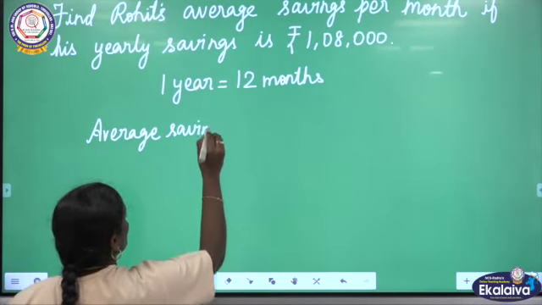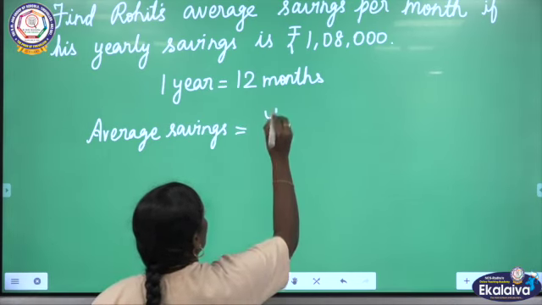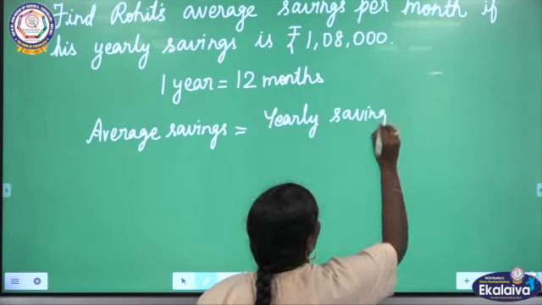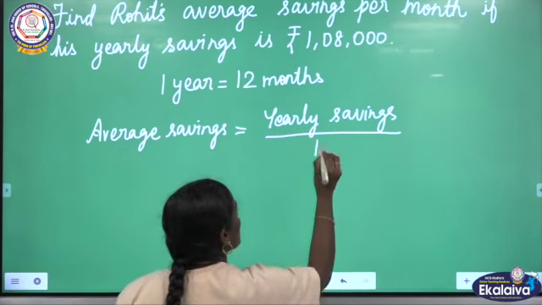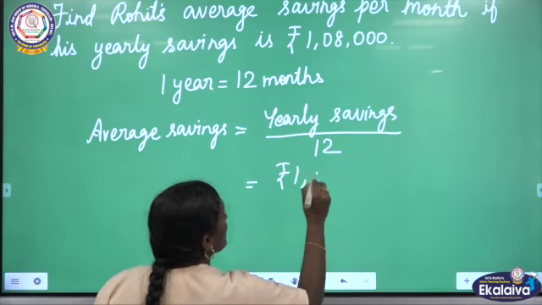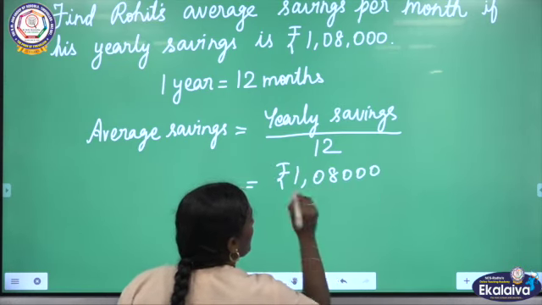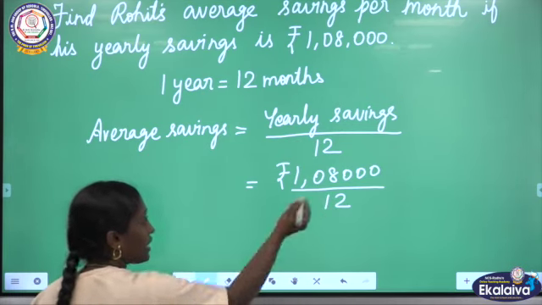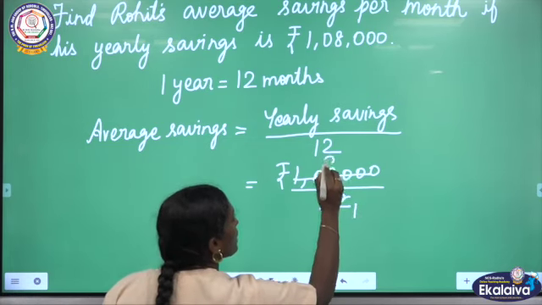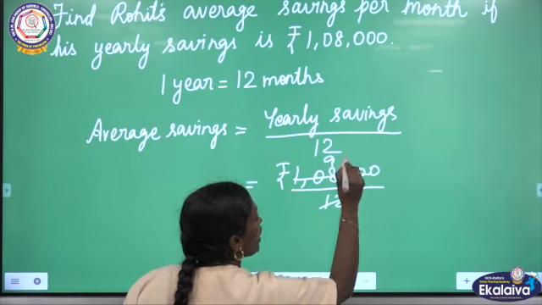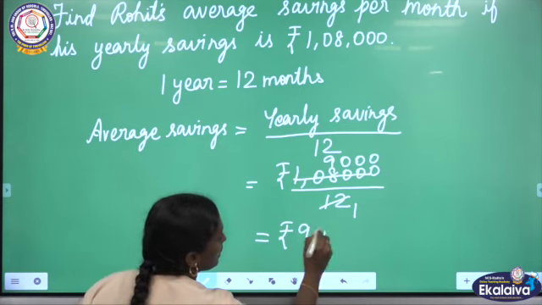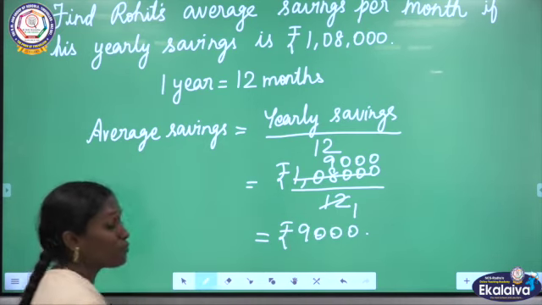Average savings is equal to yearly savings by number of months in a year, that is 12. So what is his yearly saving? Rupees 1,08,000 divided by 12. Here we can reduce the numbers in 12 table. In 12 table 9 times 108, then we have to add 3 zeros in the quotient. So rupees 9,000. This is his average monthly savings.